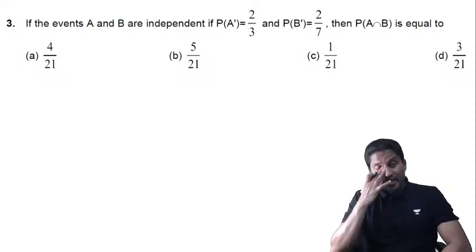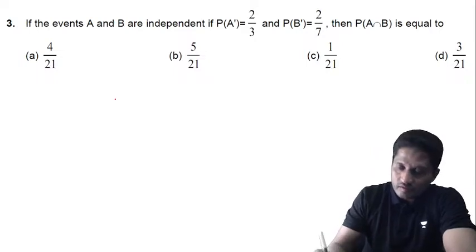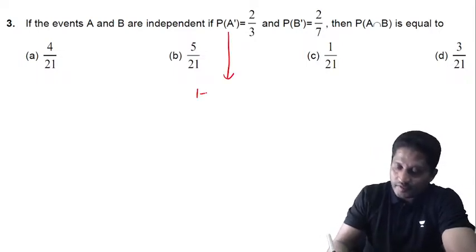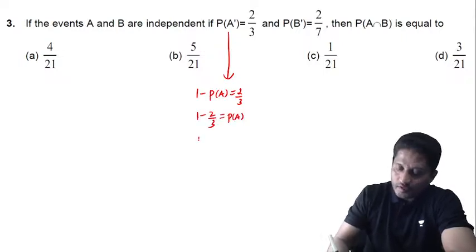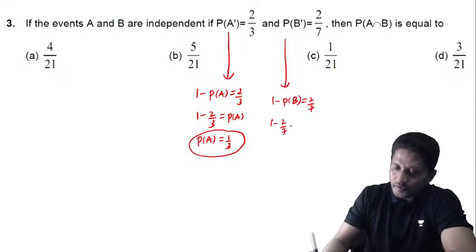A and B are independent events. P of A dash is given, P of B dash is given. So P of A dash is equal to 2 by 3. P of A dash is 1 minus P of A, which is equal to 2 by 3. 1 minus 2 by 3 is equal to P of A. Now P of A is equal to 1 by 3. P of B dash is equal to 2 by 7. 1 minus P of B is equal to 2 by 7. 1 minus 2 by 7 is equal to P of B. Now P of B is equal to 5 by 7.